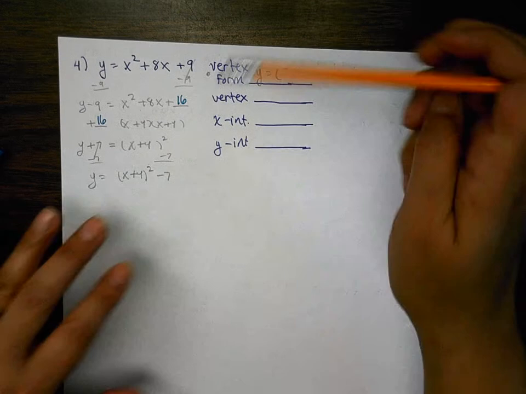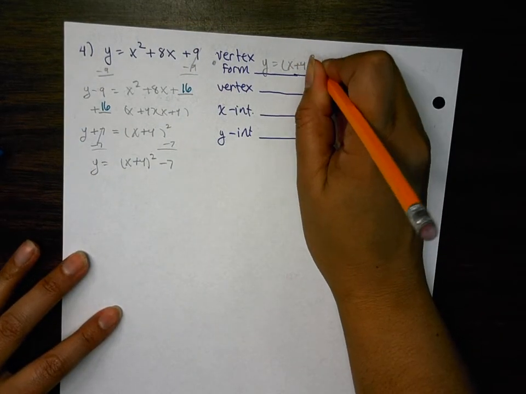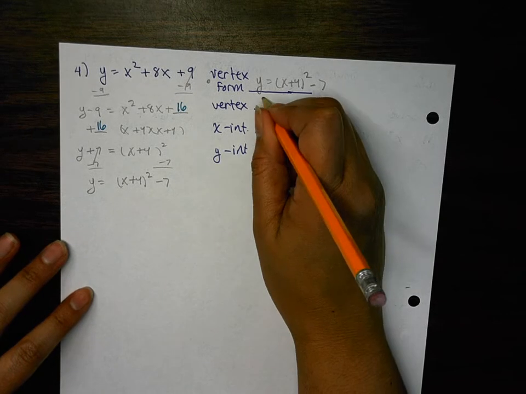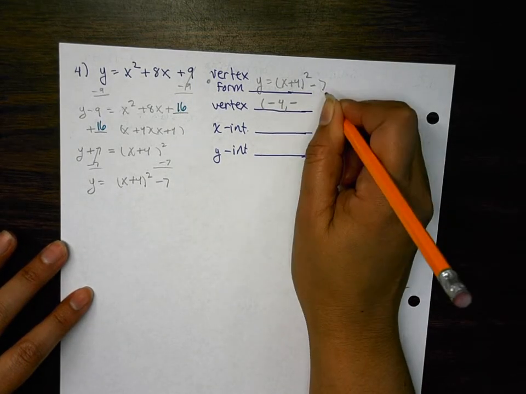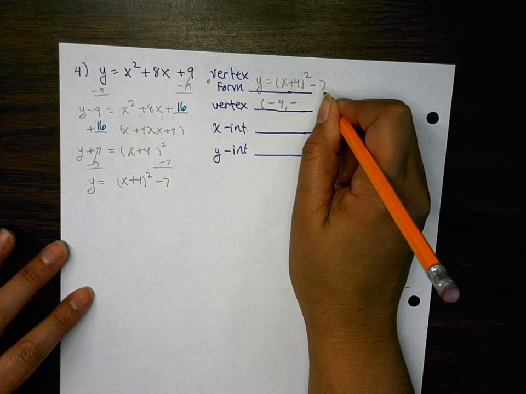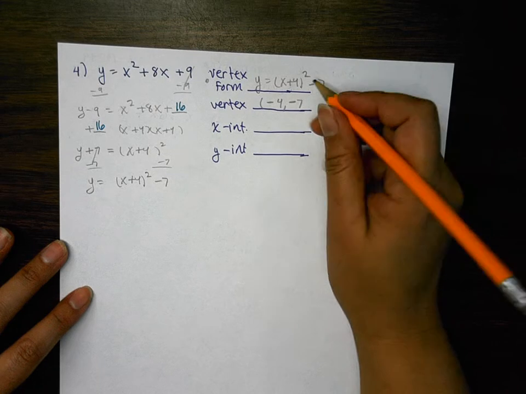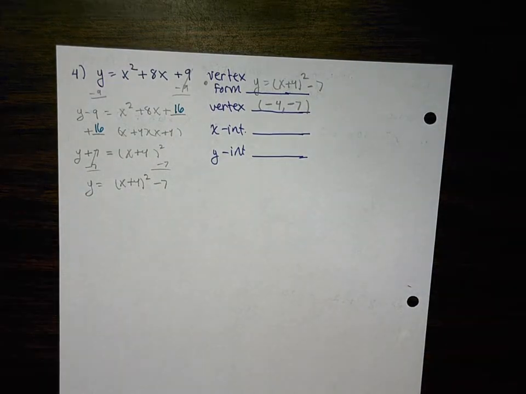And that's vertex form. Y equals the quantity of x plus 4 squared minus 7. What's our vertex? -4, what? -7? Yeah? Okay. X-intercepts. How do I find x-intercepts?